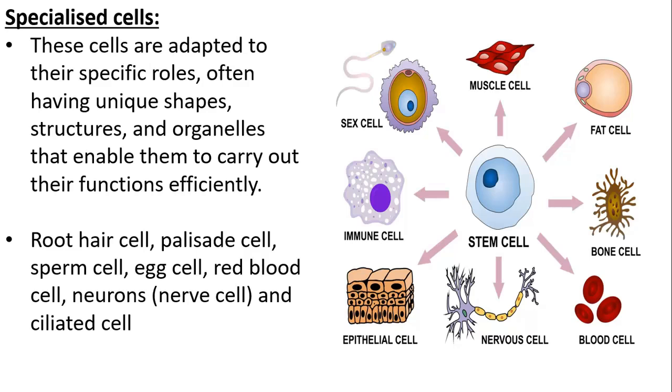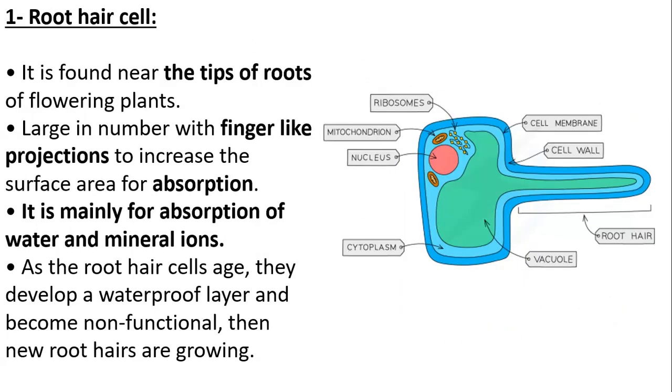So as you see here, these are different specialized cells. Those structures inside the cells help them do their different functions efficiently. So for example, you have the root hair cell, the palisade cell, the sperm and egg cells, the red blood cells, neurons or nerve cells, and finally ciliated cells. Let's dig deeper into each one of them and see how they perform their functions.